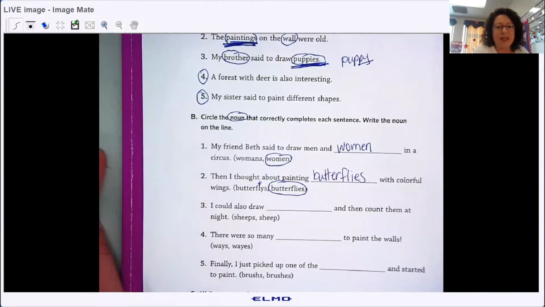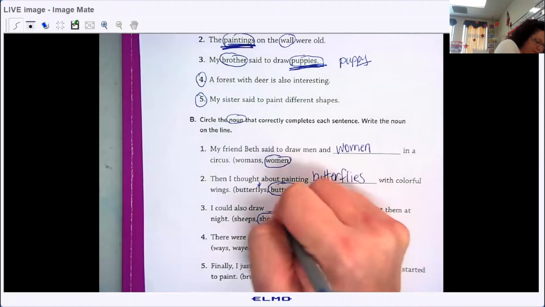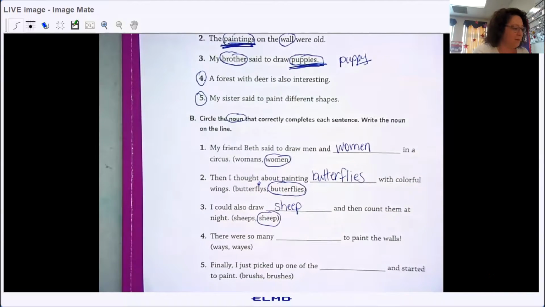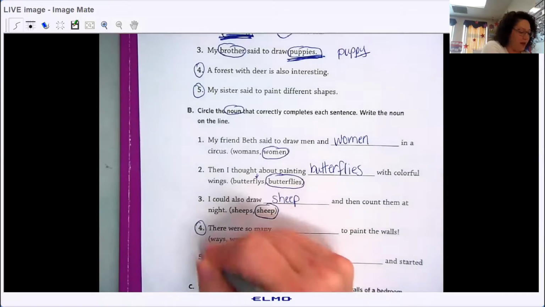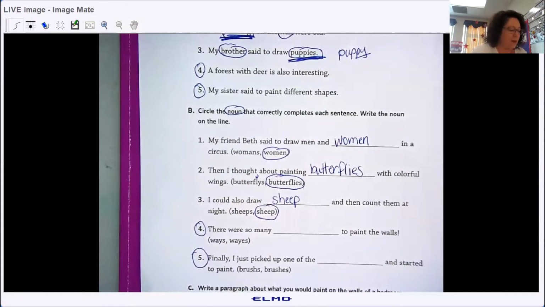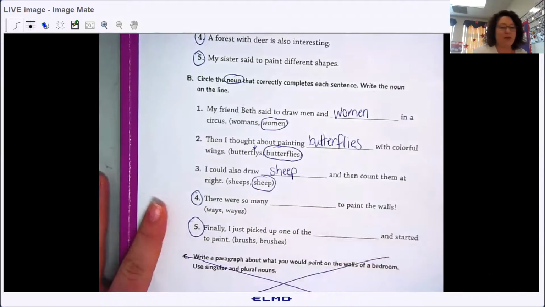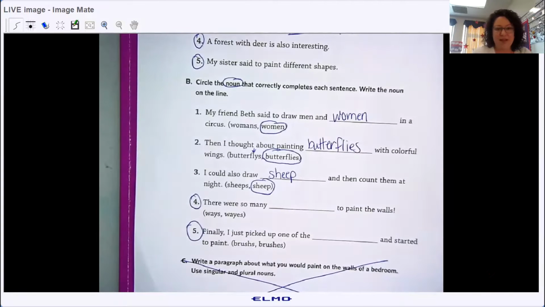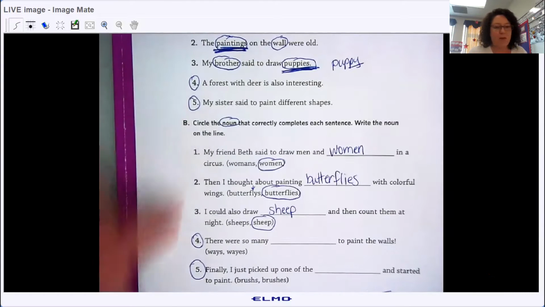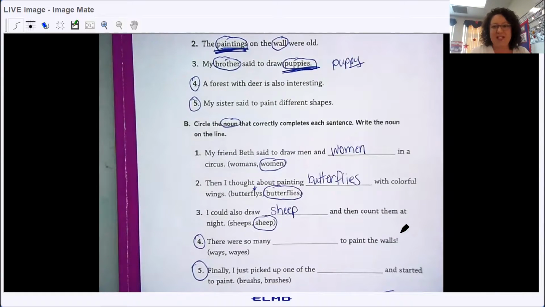Okay, number 3. I could also draw sheep, and then count them at night. That's one of those words we just talked about that sometimes you don't change them. It's just sheep. Okay, and then again, you're going to finish 4 and 5. Part C, you do not have to do. Okay, so complete 4 and 5, and have mom or dad check and give you a big fat star. We'll work on some more plural and singular nouns tomorrow. And remember, plural means more than one, and singular means one.